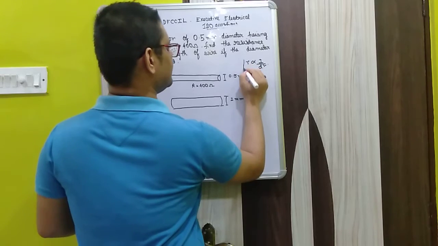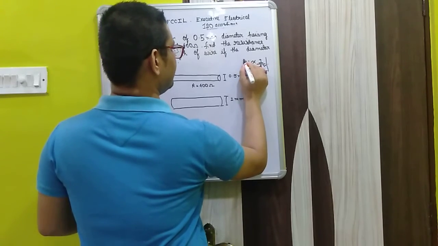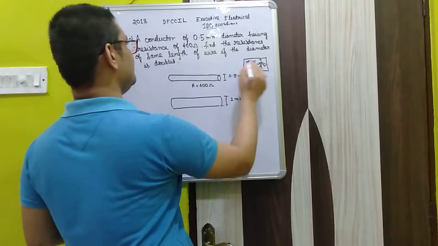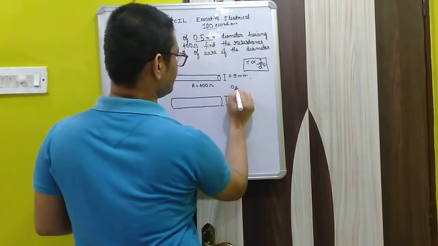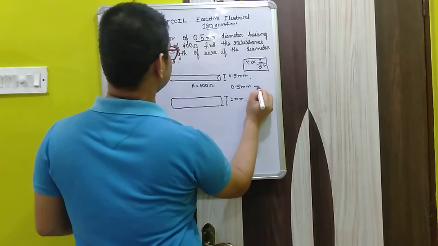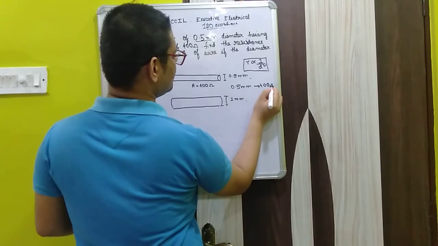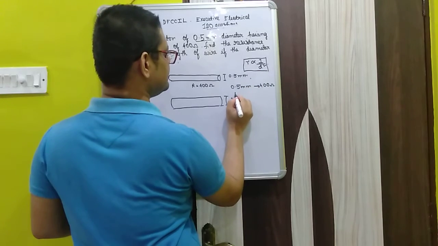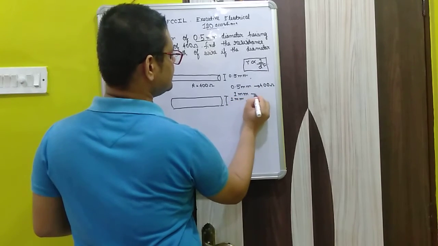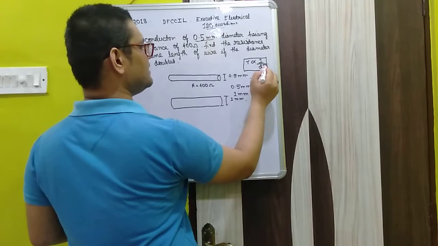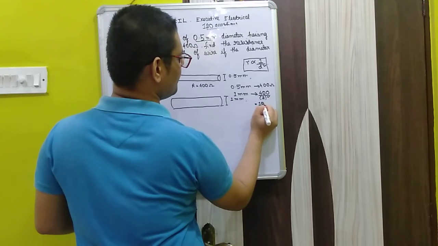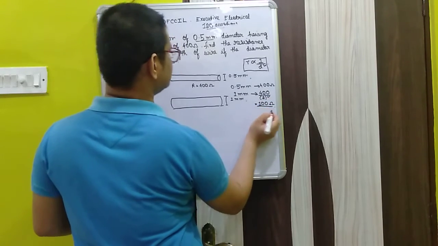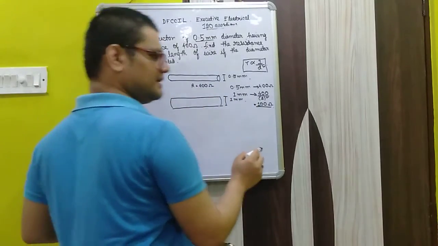So this is the general formula we know. The resistance is inversely proportional to diameter square. So in this case, if 0.5 millimeter is having the resistance of 400 ohm, it is quite simple. If the diameter is doubled, 1 millimeter, as it is inversely proportional to diameter square, this will be divided by 2 square, ultimately it will be 100 ohm, and this is the answer for this question. I hope it is very clear to you.